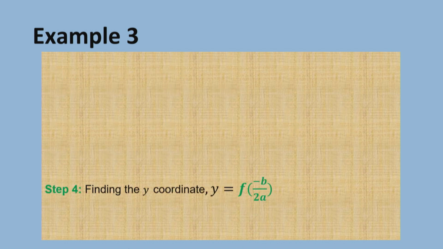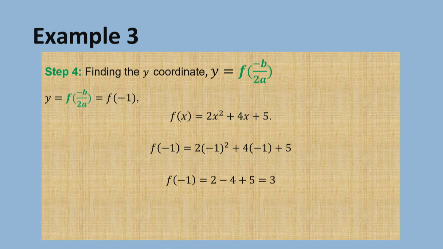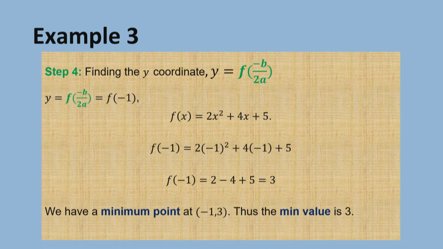We have the x-coordinate. We need to find the y-coordinate. So you just need to replace f of minus 1. That is, replace all the x by minus 1. So we will have 2 times (minus 1) squared plus 4 times minus 1 plus 5. That is 2 minus 4 plus 5, which is equal to 3. Therefore, we have a minimum point at minus 1, 3. And the minimum value is simply the y value, that is 3.